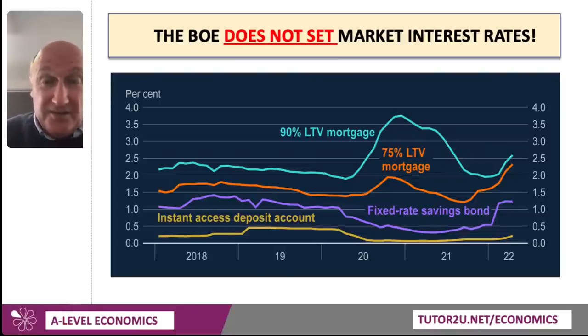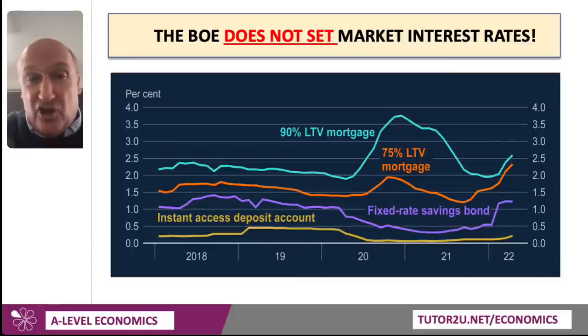The Bank of England sets the base rate of interest, or the policy rate, or the bank rate, whatever you want to call it. They set the base rate. That then sends a signal to the rest of the financial markets that they want other interest rates to move up or move down. This chart, taken from the Bank of England's inflation report, which by the way is an absolutely cracking read on a Thursday morning, I'm telling you, shows things like mortgage rates.